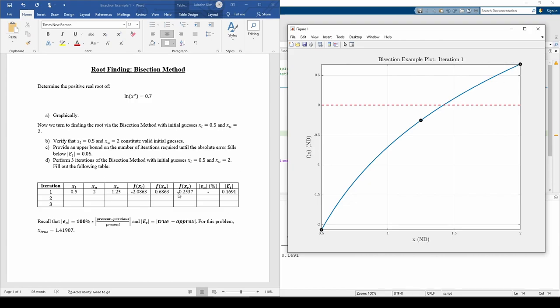This is evident in the table as well. f of xu and f of xr have opposite signs, so we know that the subinterval from xr to xu will be retained in the next iteration, and xr will become the new xl. You can actually use the table to do the entire problem, but it's easier to be assisted with the plot. I'm going to reflect these changes in the MATLAB code so we can compute the values for the second iteration.